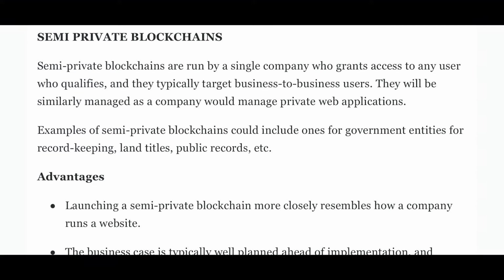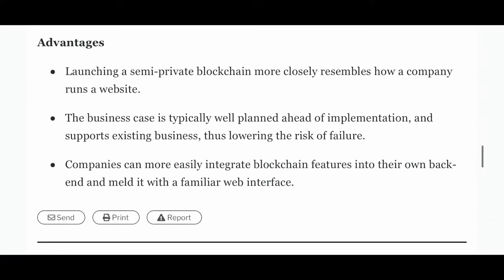Semi-private blockchains. Semi-private blockchains are run by a single company who grants access to any user who qualifies, and they typically target business-to-business users. They will be similarly managed as companies would manage private web applications. Examples of a semi-private blockchain would include ones for government entities for record keeping, land titles, public records, etc. Advantages.